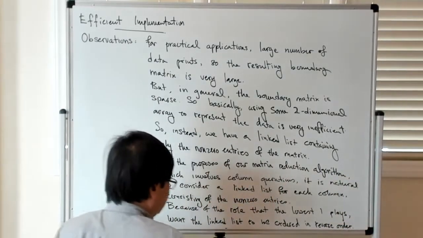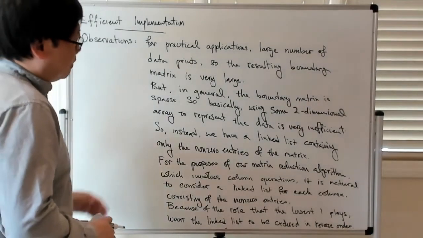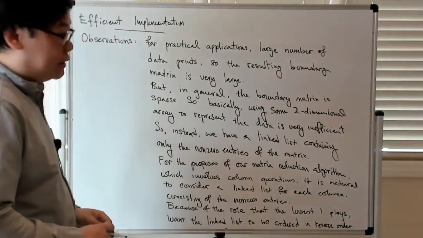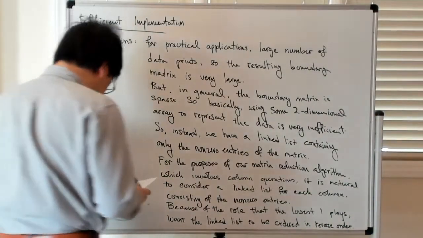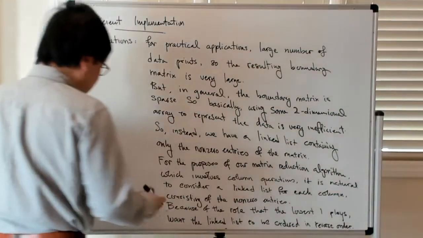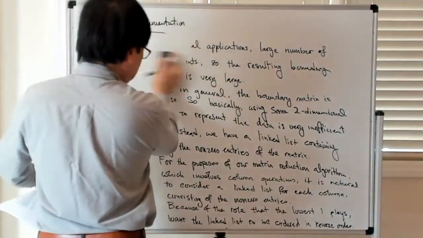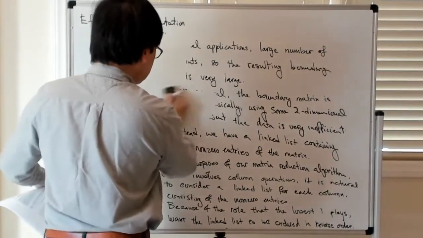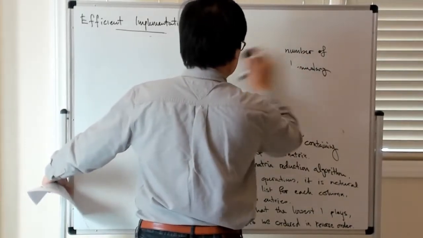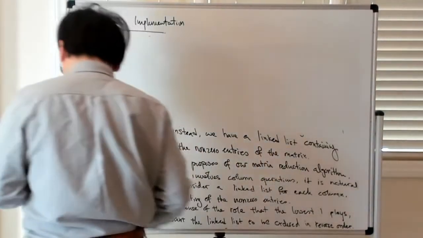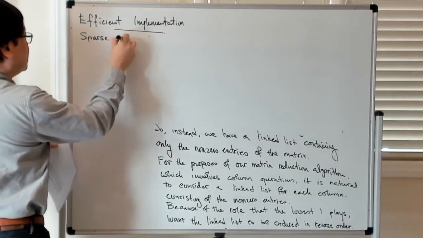Okay, so these are just some initial observations one might have, the line of reasoning which informs this more efficient representation. Let me now say this a little bit more formally. We're going to do this sparse matrix representation.